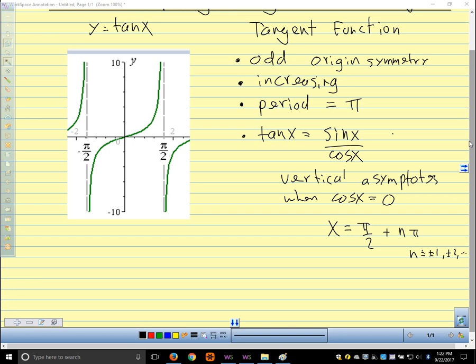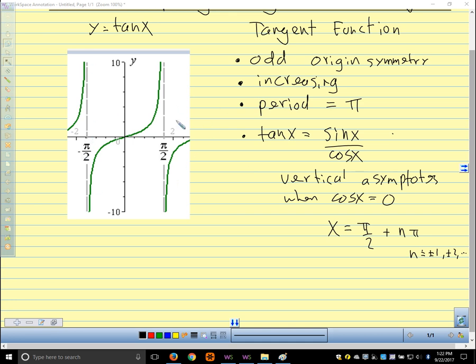Yes? So what if cosine doesn't equal 0? Well, that's where we actually get a graph. So the reason I mentioned this is that locating the asymptotes is going to be part of how we sketch the graph of the tangent function. So we want to be able to find the asymptotes.